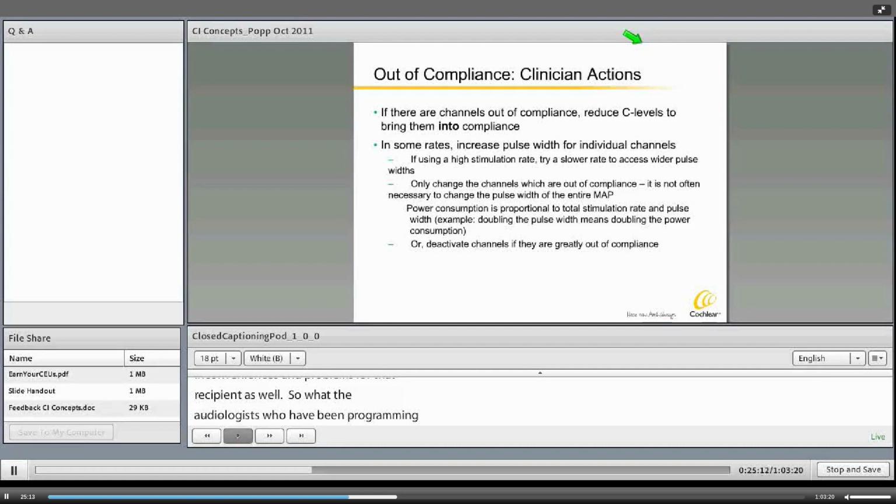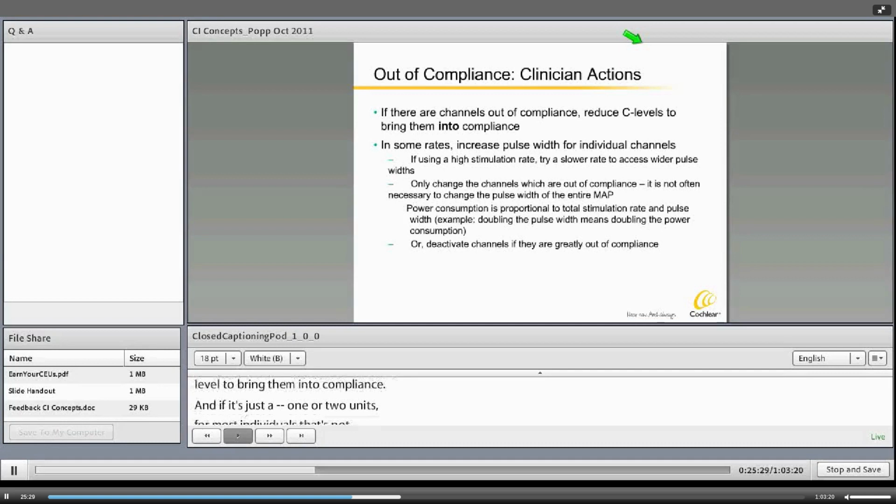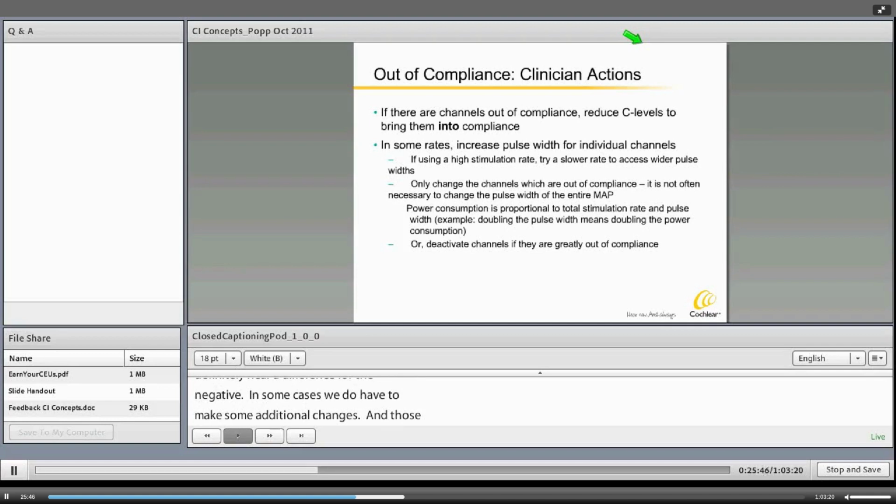So what the audiologists who are programming have been instructed to do is that if there are channels out of compliance, the first thing that we try and do is just reduce that comfort level, or the C level, to bring them into compliance. And if it's just 1 or 2 units, for most individuals, that's not something that they will hear a difference. Whereas keeping that electrode out of compliance, they will definitely hear a difference for the negative.